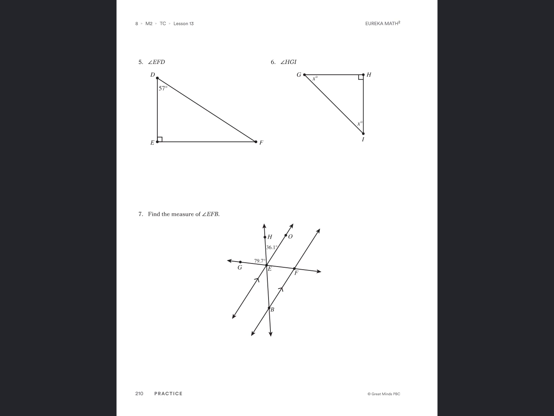5 and 6 are the same thing, just they have a right angle, and we know that a right angle is how many degrees? 90. So go ahead and do 5 and 6 on your own to try those.